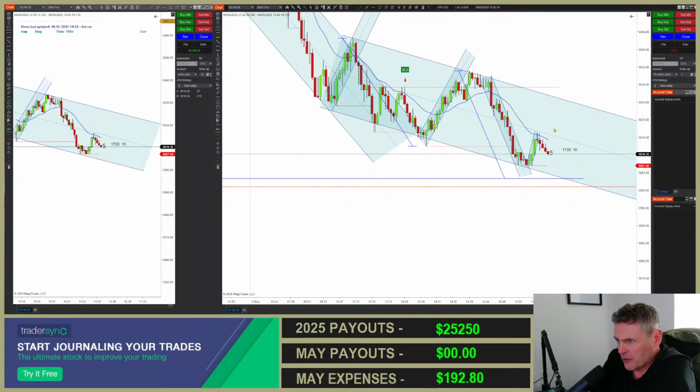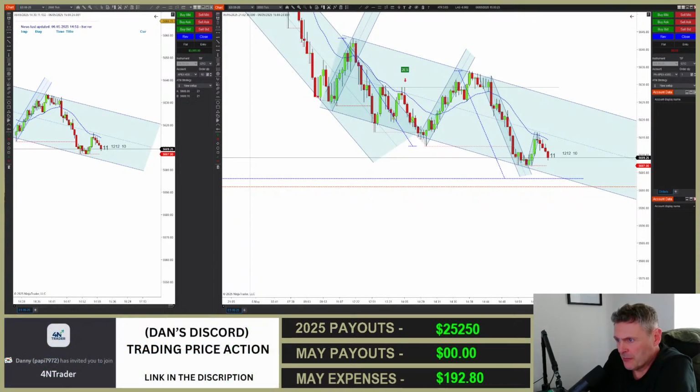We want a bit of a pullback here. We had the same here. We had that leg down. We had a push up, but it pulled back quite a bit before it pushed up again. So hopefully.